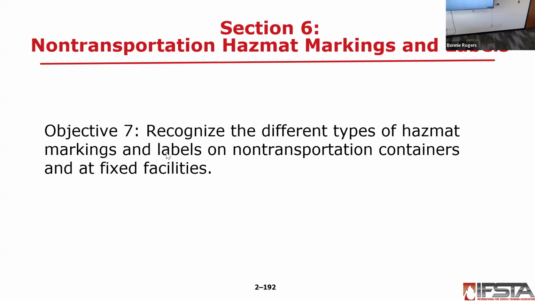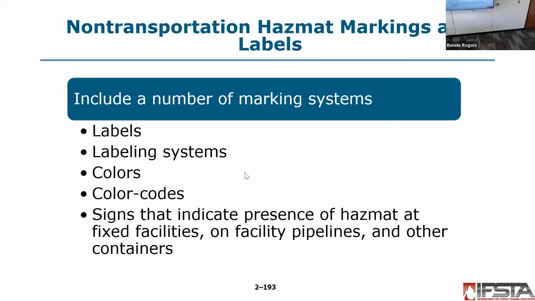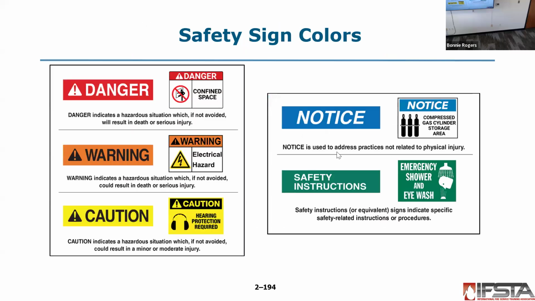You guys still doing good? Now we're gonna shift gears from transportation to non-transportation. We still want to know what we're dealing with or how to recognize it. So you have labels, safety signs. Things that indicate there's hazmat at the facility or in the facility pipelines or other containers. So these are different things that you'll see. You guys have probably seen these, but maybe haven't paid close attention. Do any of these look familiar to you? Yes.